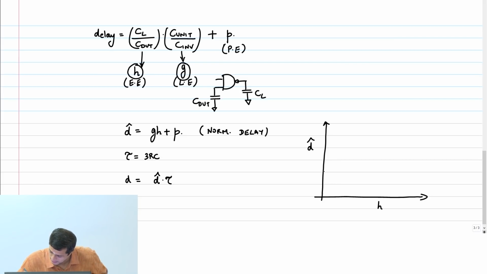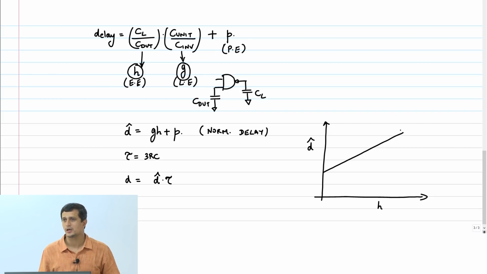So if I take a NAND gate, it would be something like this. For an inverter, obviously G is 1 by definition, P is also 1, right? So the slope will be the best for an inverter. And this is for a NAND where the delay starts at 2, because the parasitic delay itself is 2. Even if you put no load, you will get that. Now for an inverter, it would be something like this.